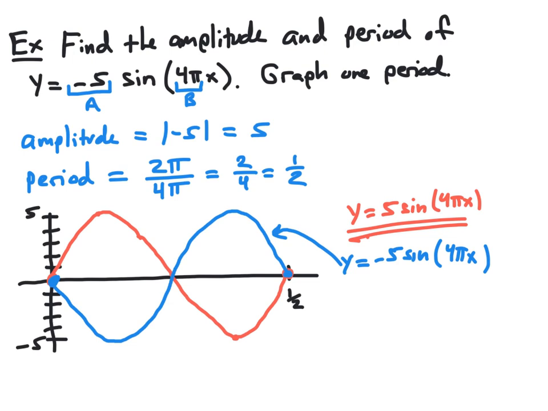If you're comfortable enough with these types of graphs, you could jump straight to the blue graph by drawing the reflection without having drawn the red one. It's always important to keep in mind that when we have a negative value for a, we are going to do a reflection of the graph and not change the amplitude itself.